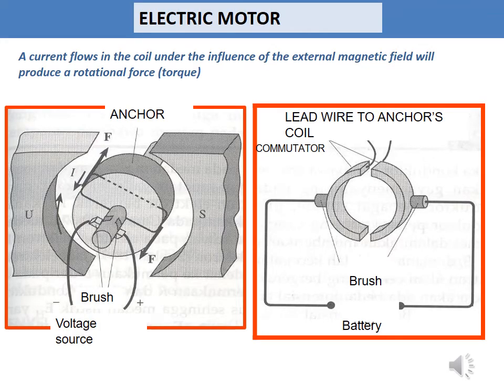Another example is the electric motor. The mechanism is pretty much the same as the galvanometer, except that we don't put in a spring. That way, the motor will keep rotating due to the rotational force produced by the magnetic force pair.